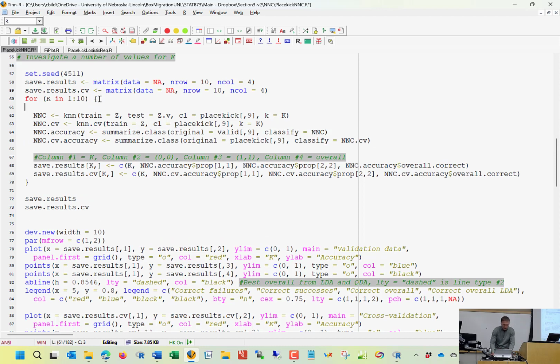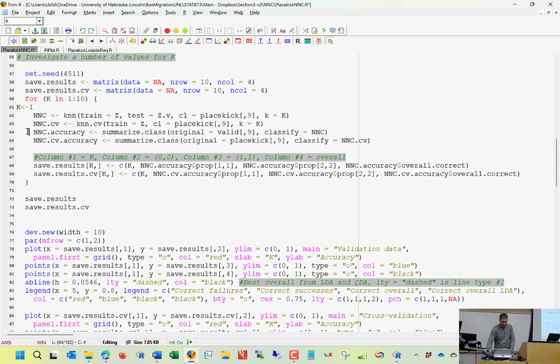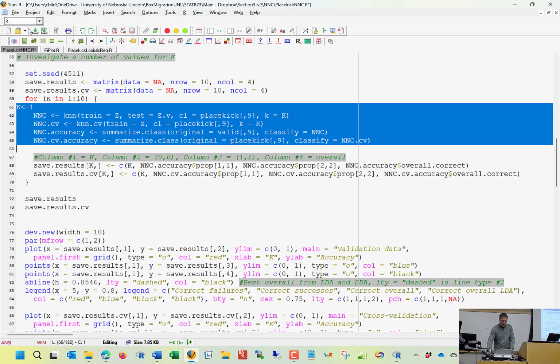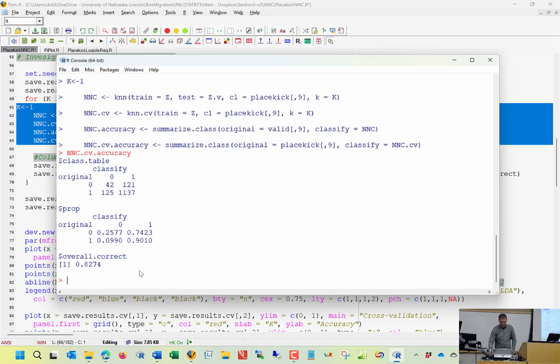Just to show you how this works, how about I just put in here, oops, K=1. Let me also do that. So when I execute this segment of code all the way to saving the results from summarize.class, this is what I get. Look what's inside of what I get from summarize.class.